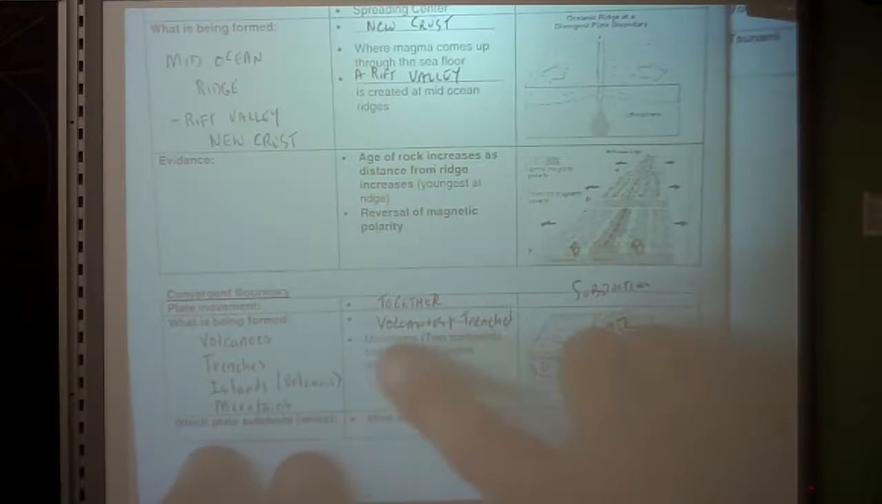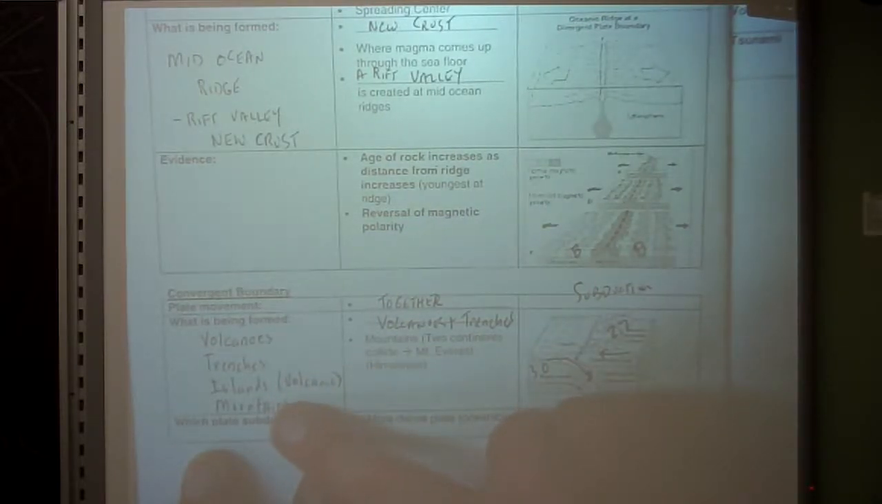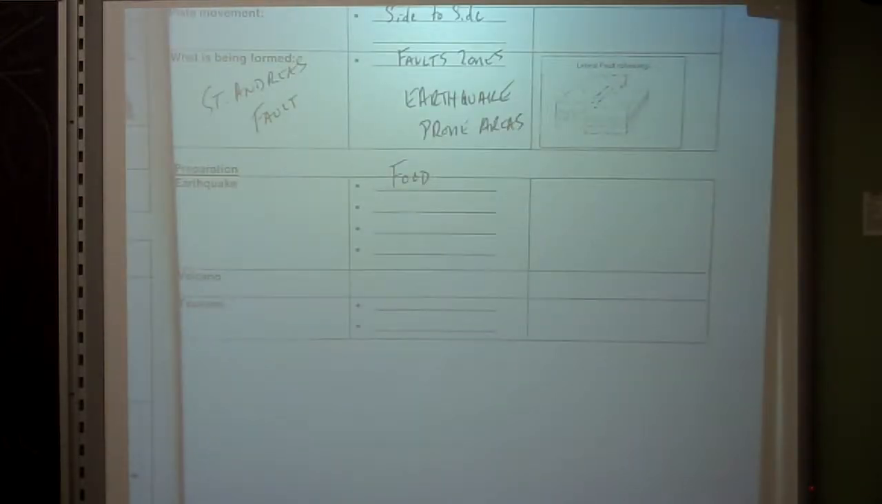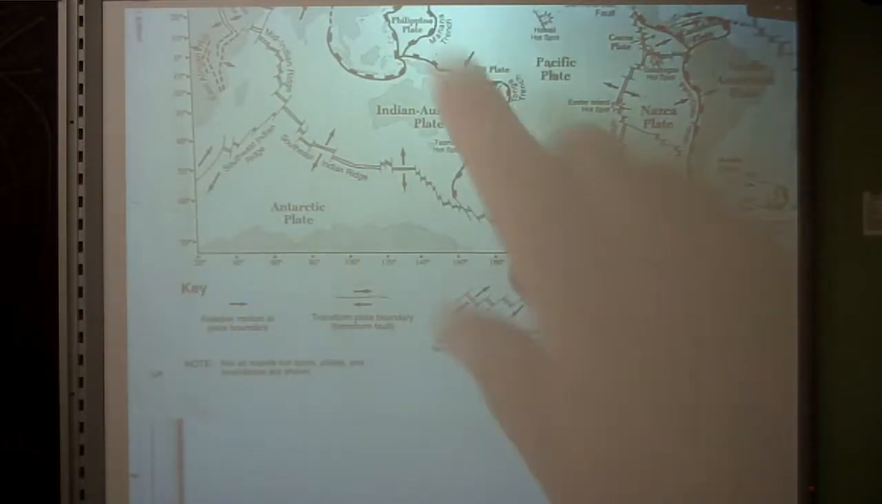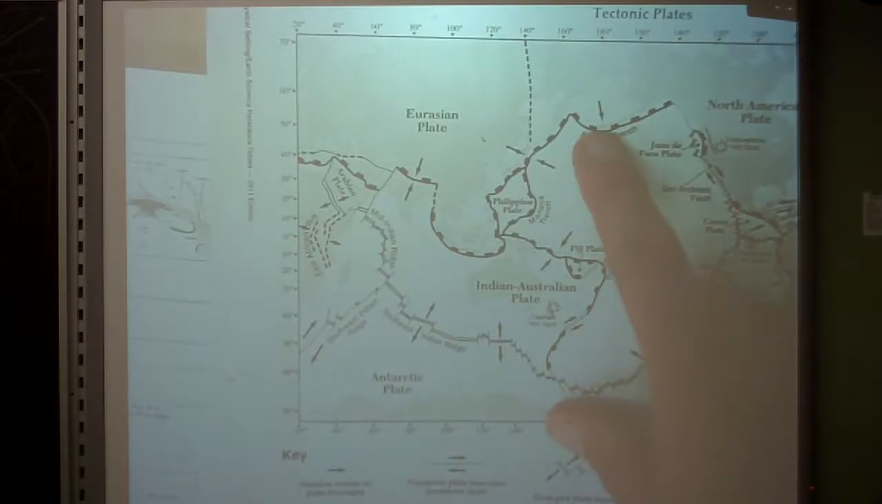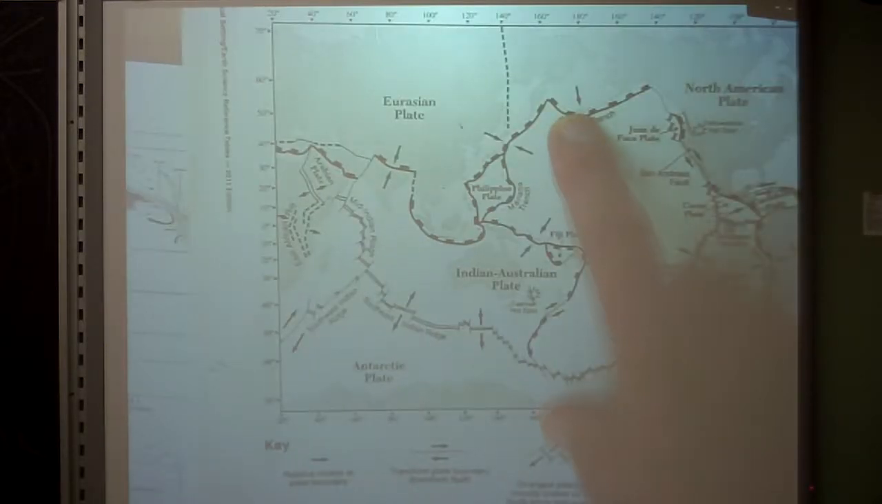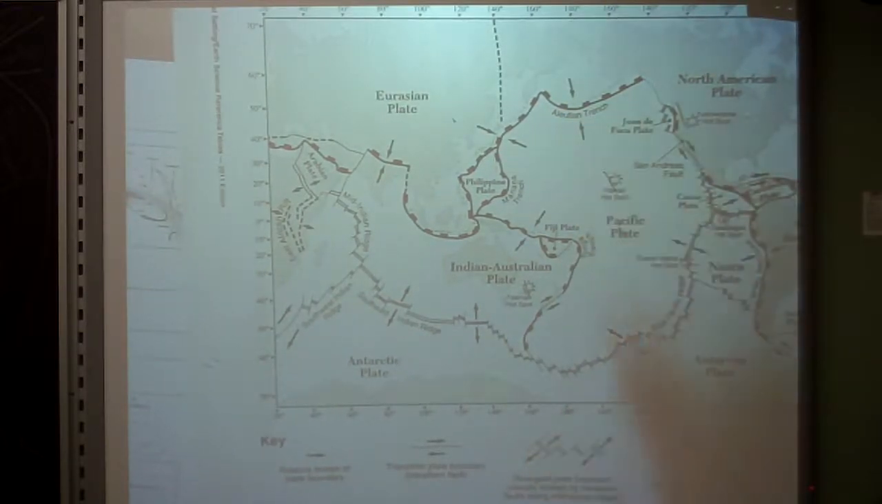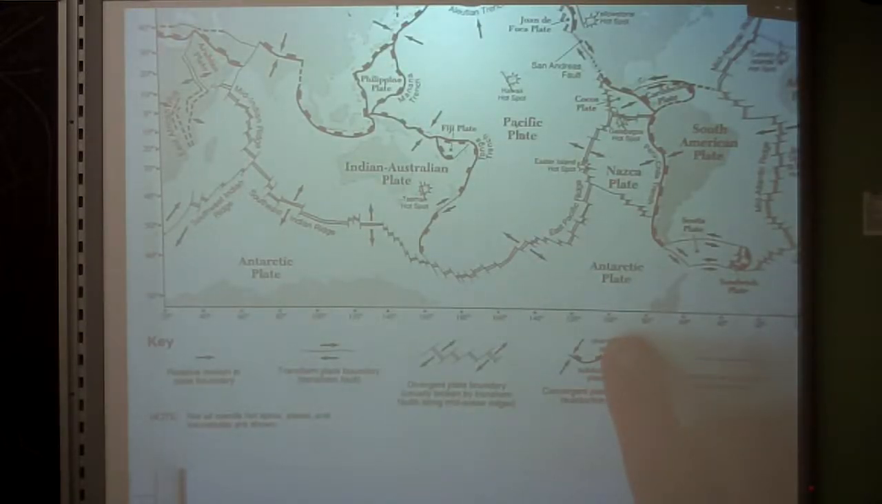center here. In the convergent boundary, we have features like volcanoes and trenches and islands, and most of the islands are going to be volcanic, and mountains. And just to give you an idea, everywhere that you have these type of things, you're going to see this pattern here, and you can tell which side is going under and which side is going over by looking at the tabs. And the tabs are always on the overriding plate, the one with the less density.